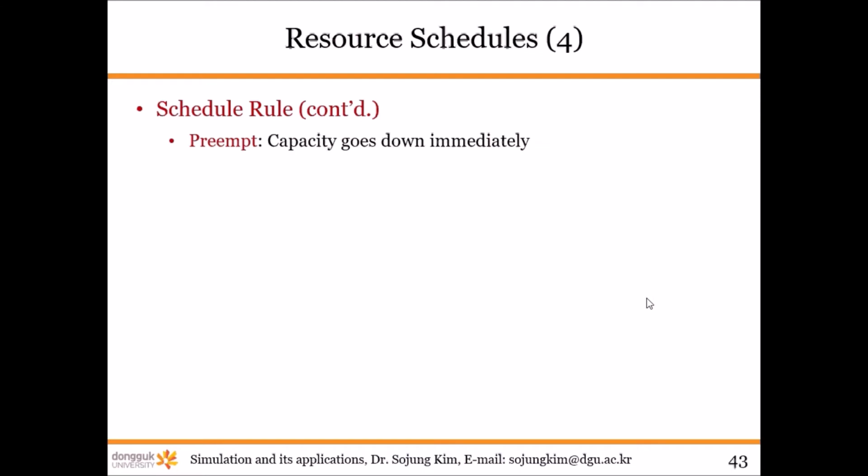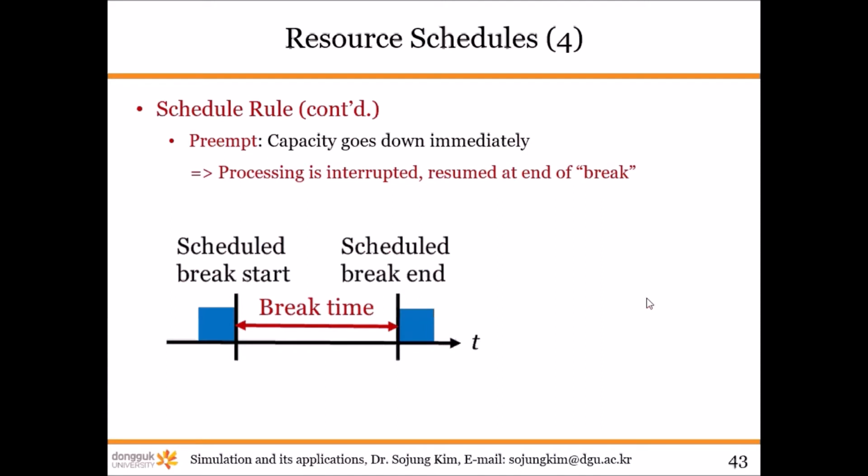And last one is the preempt rule. So capacity goes down immediately. It doesn't matter, okay, whether there is a current work or not. And the work will begin at the end of the break. So scheduled break start and scheduled break end. This is the easiest rule, right? And to calculate, basically at noon there is a break, and then after the break ends, the work will begin again. So break time is still 60 minutes, and then break starts at noon and break ends at 1 p.m. So this rule is the easiest one, okay?